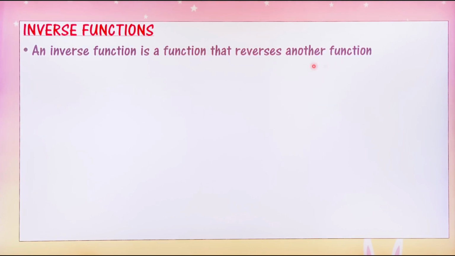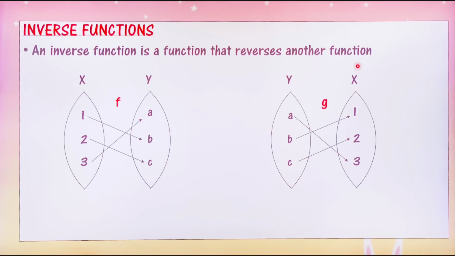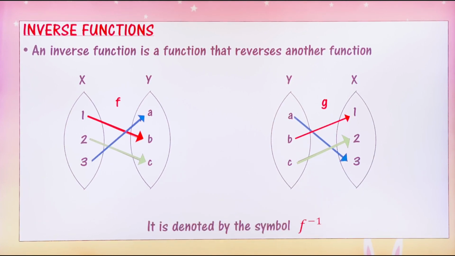Let us discuss what is an inverse function. An inverse function is a function that reverses another function. See the mappings. Here, f maps 1 to b and g maps b to 1. f maps 2 to c and g maps c to 2. f maps 3 to a and g maps a to 3. Also, f is a bijection, that is one-one and onto. And f∘g and g∘f are identity functions. So, g is called an inverse of f and it is denoted by f inverse.